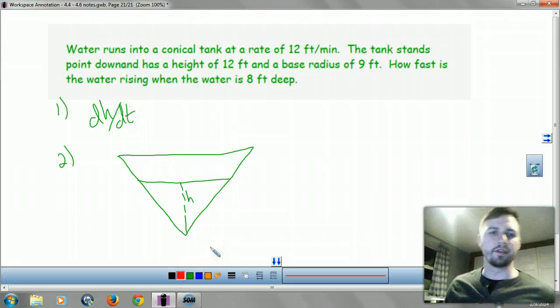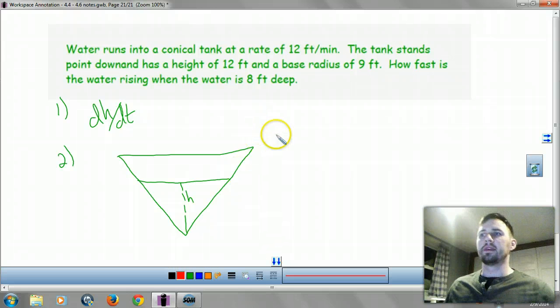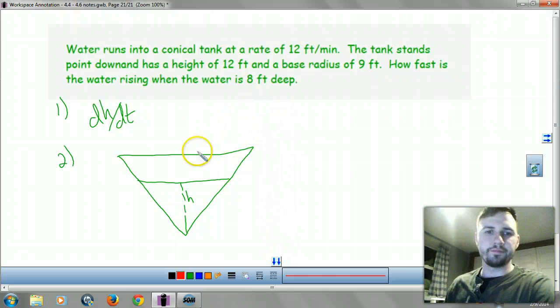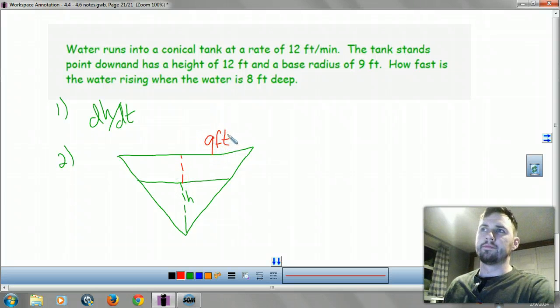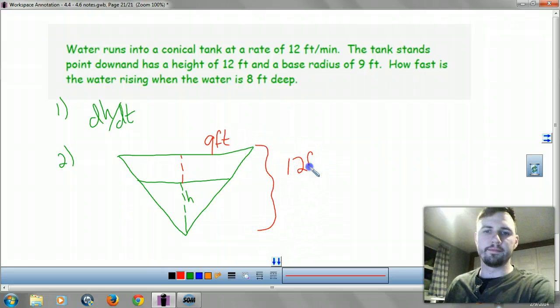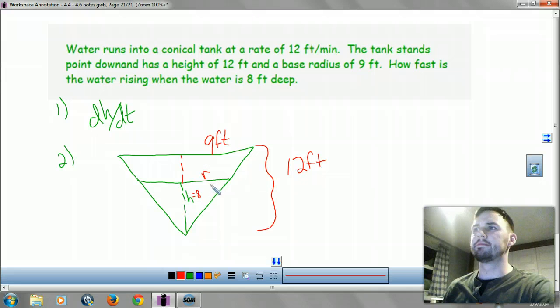Okay? So again, here's my cone, right? The base radius is 9 feet. The height of the cone is 12 feet. The water is going to be 8 feet deep at this current time. This is going to be some other radius. Do you have everything I need? Yeah.